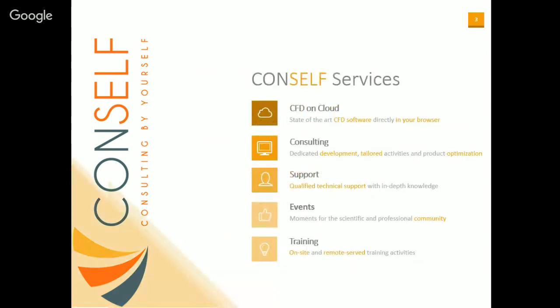Our services include a CFD software available on cloud, CFD consulting activities in which we do design for customers, and support activities both on CFD software usage and on consulting and designing techniques. We also organize events such as this one, in which we try to increase and make more popular the usage of such instruments. And we also offer training both on site and remote, in particular for our CFD application.